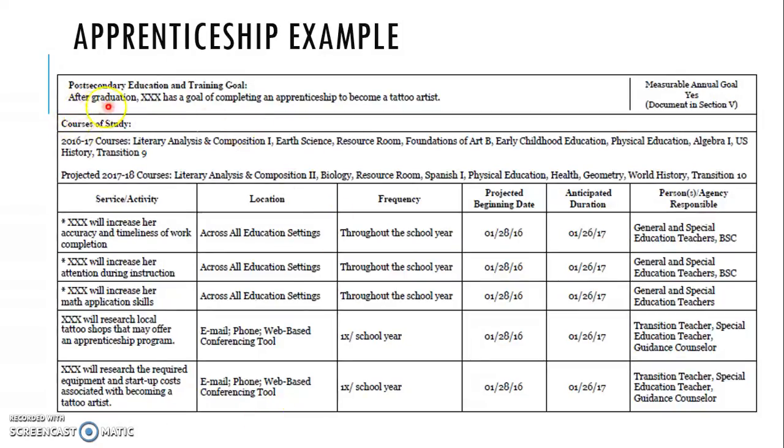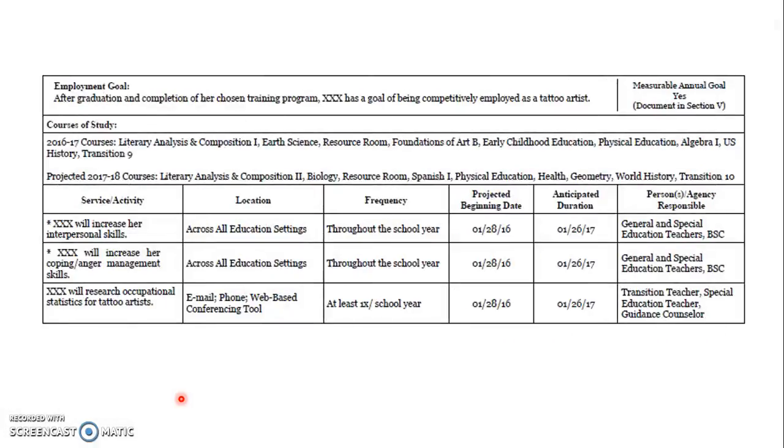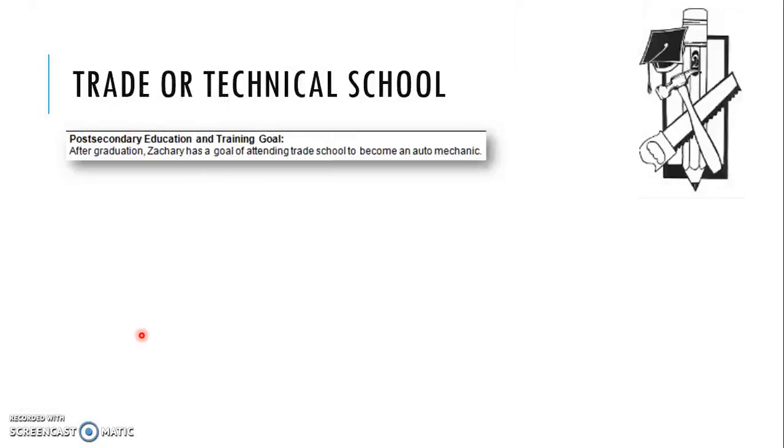So this one, after graduation, he has a goal of completing an apprenticeship to become a tattoo artist. Again, courses of study for this year, next year. We have some services in here, and that he's going to research local tattoo shops that offer an apprenticeship program and any equipment and startup costs. Okay, so specific to his goal. And again, same thing here, researching those occupational statistics. These will all be in the cheat sheet, which is why I'm going so quickly through these.